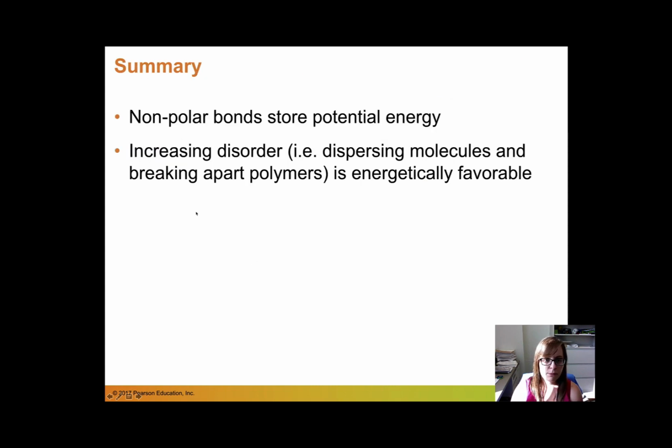So nonpolar bonds store potential energy. That's one of the things that I really want to point out. And increasing disorder, i.e. dispersing molecules, breaking apart polymers, is energetically favorable. And so in the next video, we're just going to talk about what to do with that extra energy. When, let's say we have these exergonic reactions, we don't just release that energy in a cell, we couple it to other things to make things happen.